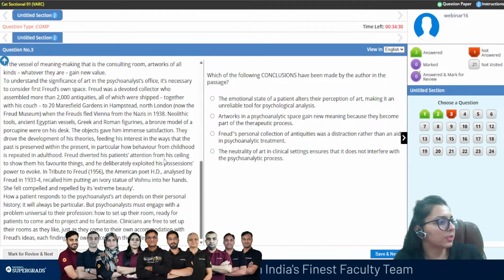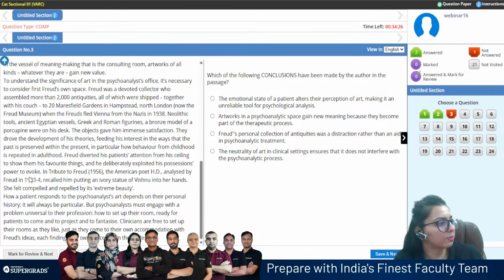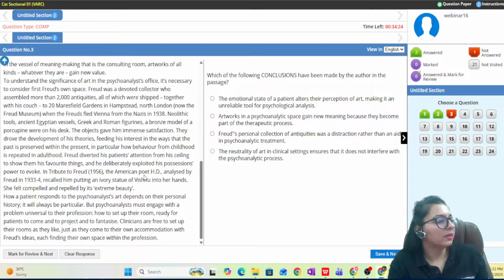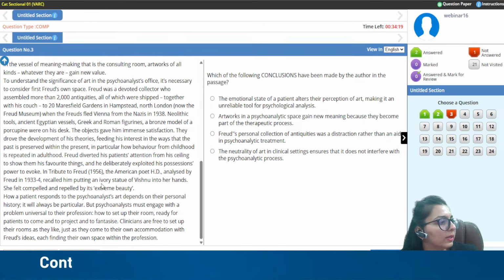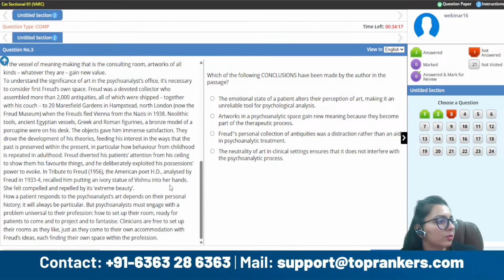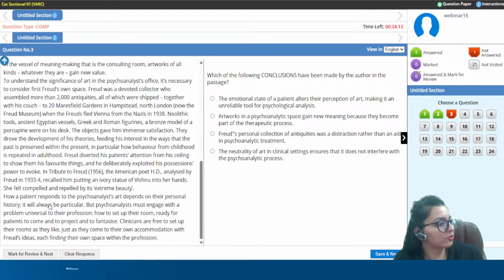Freud diverted his patient's attention from the ceiling to show how his favorite things were deliberately exploited for their possessive power to evoke. In tribute to Freud, the American poet H.D., analyzed by Freud, recalled him putting an ivory statue of Vishnu into her hands. She felt compelled and repelled by its extreme beauty.